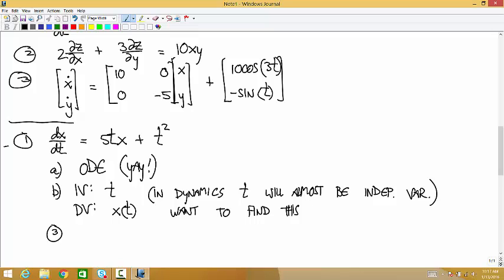Third, what's the order of this? There's a first order derivative, so we don't care about this. That could be to the millionth power times cosine of t to the millionth power. All we care about is the order of the highest derivative. So first order, because it's a first derivative.